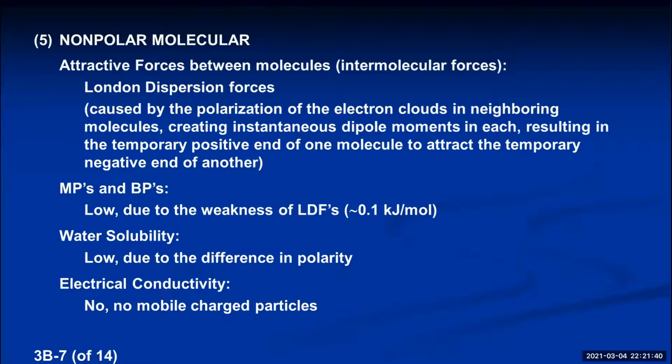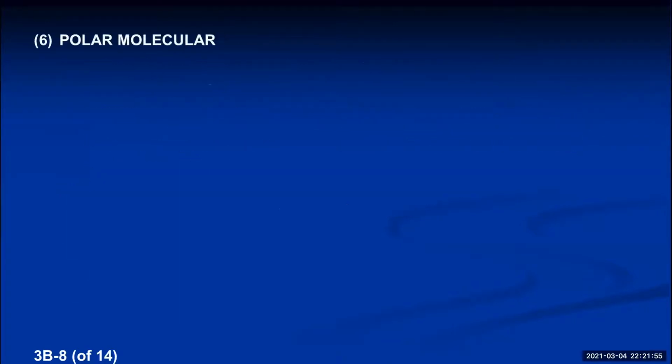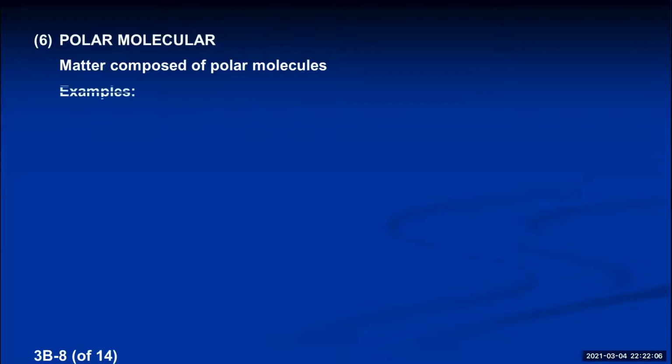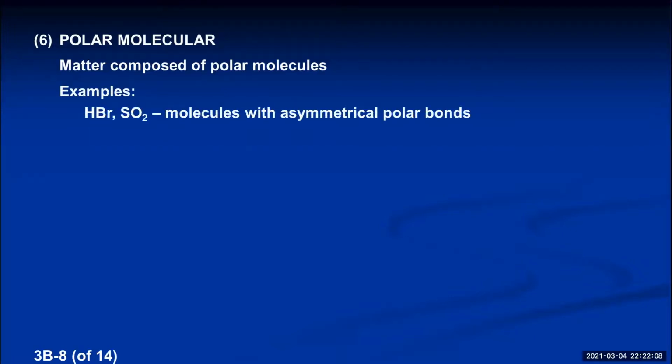The final category is also a category of molecular matter, but now it's going to be molecular matter made up of polar molecules. And let's go through the same analysis and properties for things that are fitting into the sixth and final category called polar molecular matter. So this would be anything composed of polar molecules. So if it's molecules, it has to be made of nonmetals only. So you're only going to have elements from the right side of the periodic table. Examples would be something like HBr or SO2.